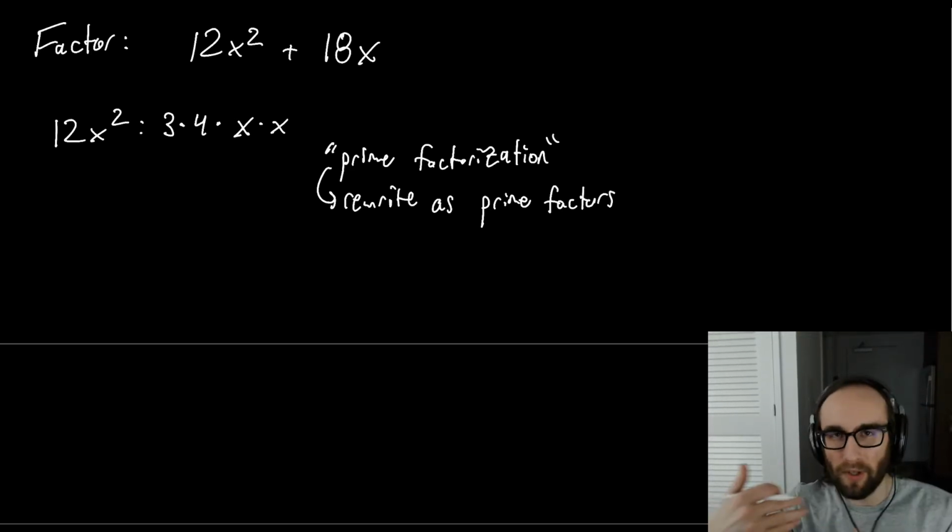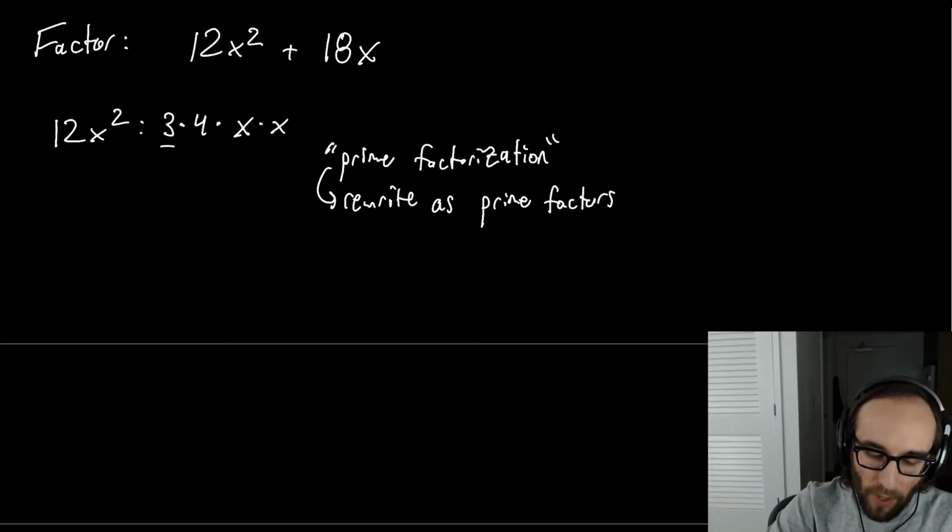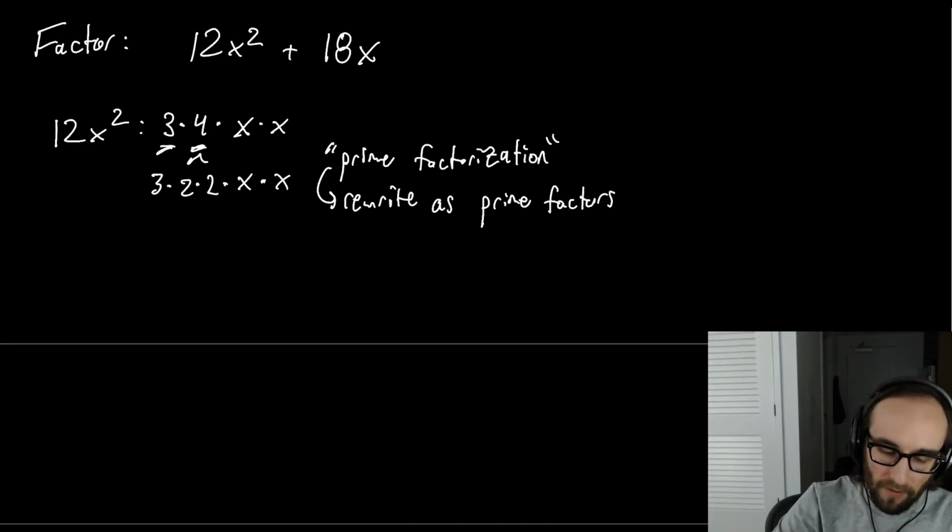So we're going to keep factoring until all of the factors we have are prime. So x we would consider prime. We can't really split that up anymore. 3 is a prime number. 4 is not a prime number, though. So we could actually rewrite this as 3 times 2 times 2 times x times x. So that's 12x squared.